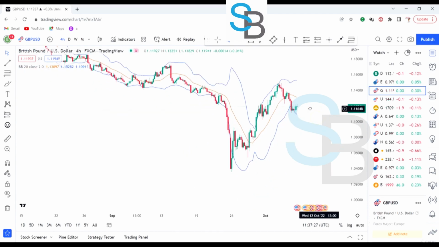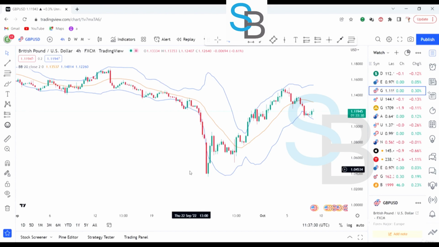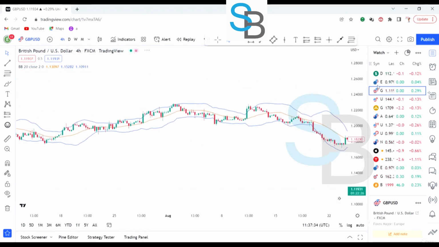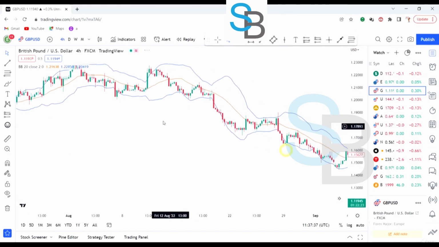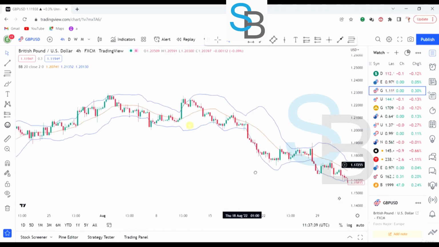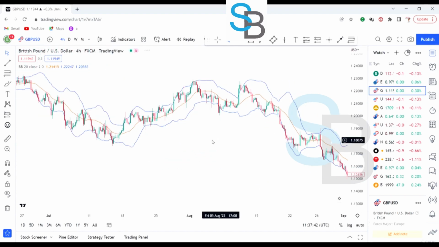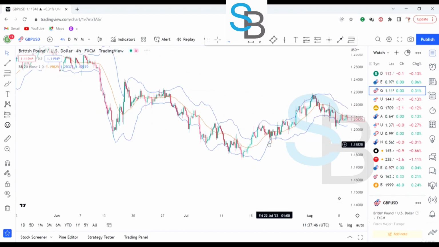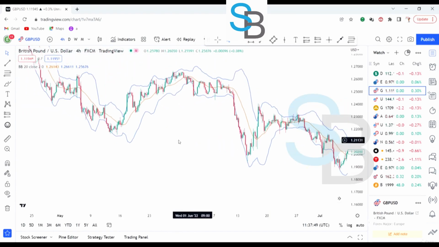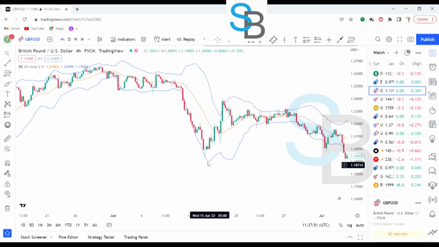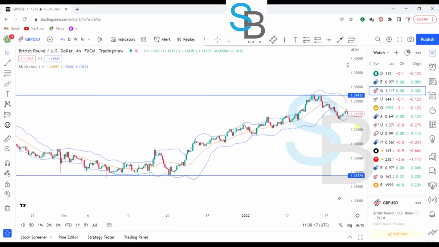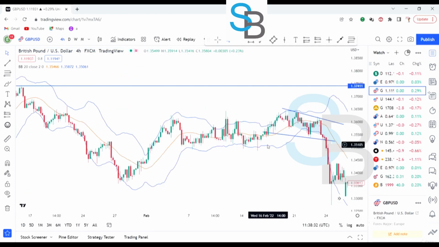So when using this indicator, you would want to use it more on pairs that consolidate a lot, because trending pairs usually go beyond the extremes. For example, if a market is trending heavily, it's much more likely to continue trending in that direction rather than return to an average price or the mean.